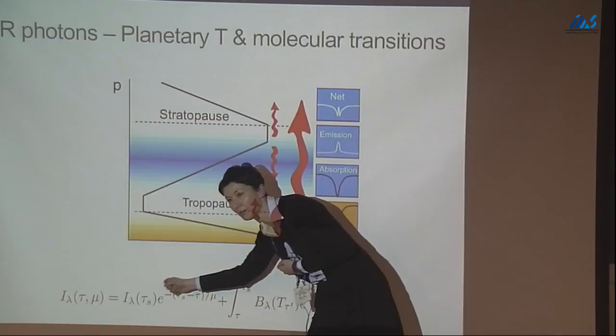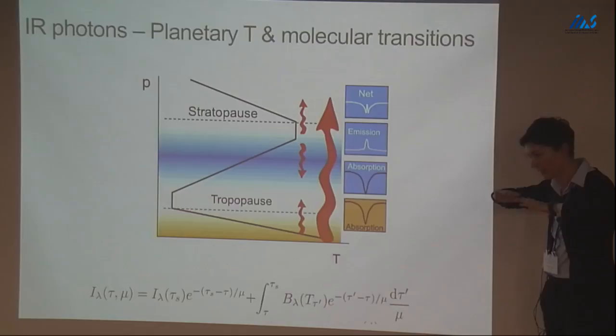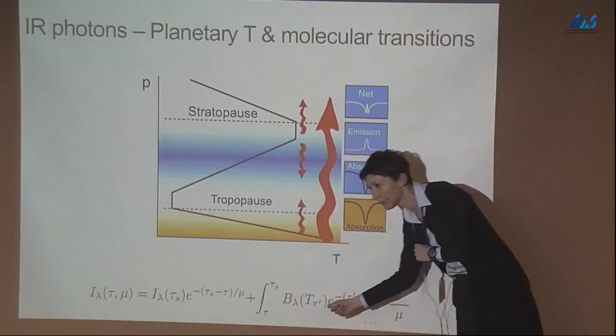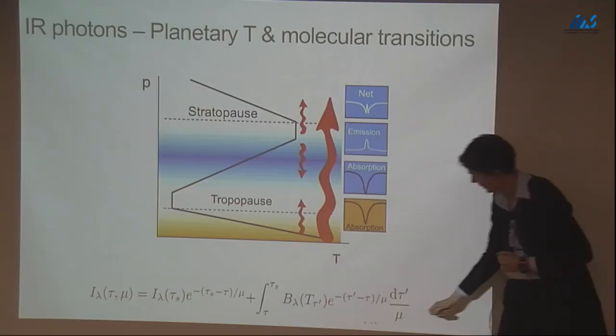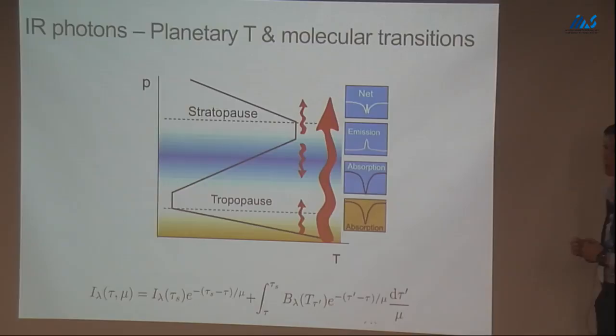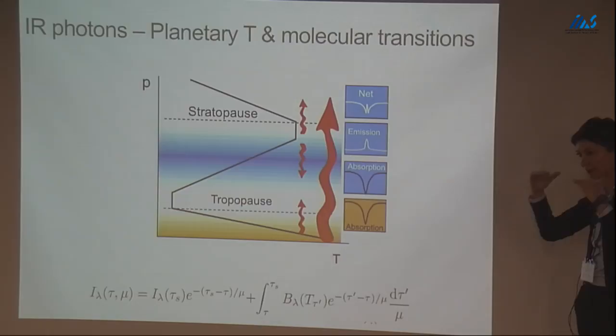But then each layer of the atmosphere will emit with a temperature T at that particular level as a black body, and each layer will then have to go through the transmissivity of whatever atmosphere there is on top of that layer. So it's in here that if I have some molecule in my optical depth with some cross section, they can absorb the photons at that level of the atmosphere with that particular temperature.